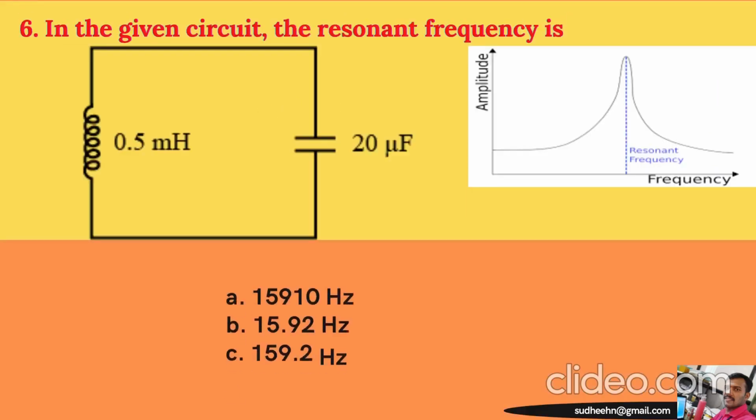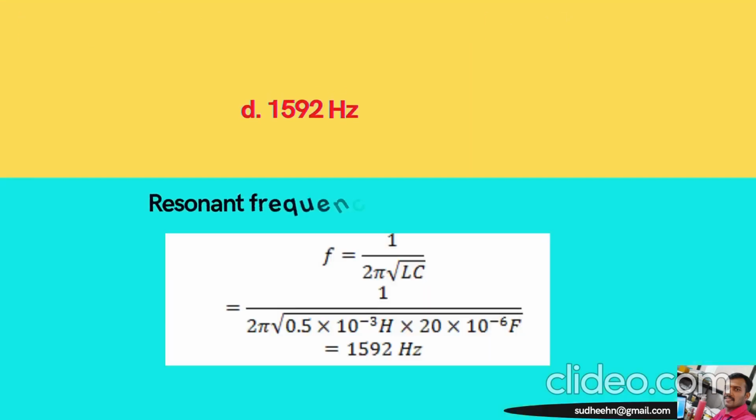And question number 6. In the given circuit, the resonant frequency: the options are A 15,910 Hz, option B 15.92 Hz, option C 159.2 Hz, and option D 1592 Hz. And the right answer is option D, that is 1592 Hz, because we know that resonant frequency of a circuit is given by f is equal to 1 by 2 pi square root of LC. By simplifying this equation, we will get the value of frequency as 1592 Hz.